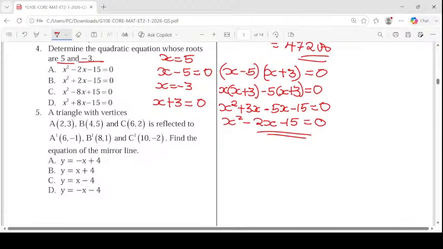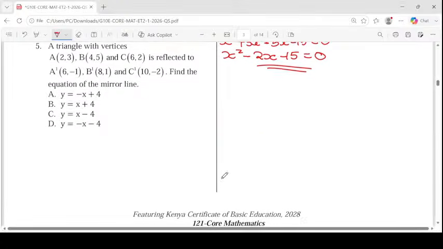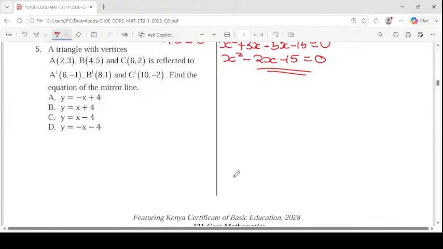Looking at the choices, we exactly have, be very keen with the sign. Choice A for apple is the correct answer. Choice A for apple matches exactly what we've gotten. Let us have a look at the next question.